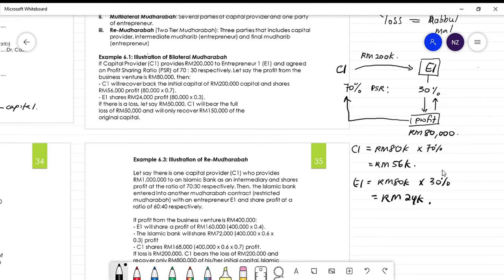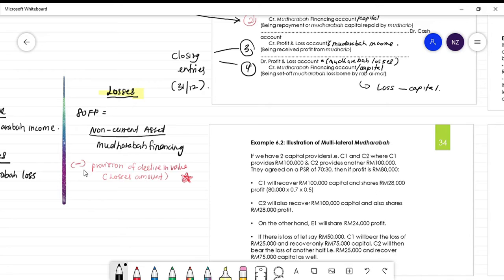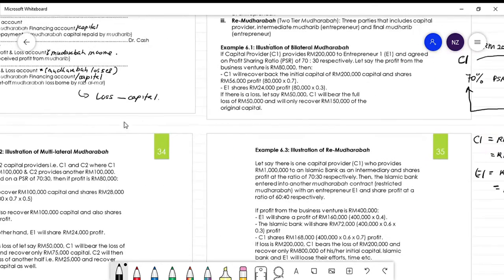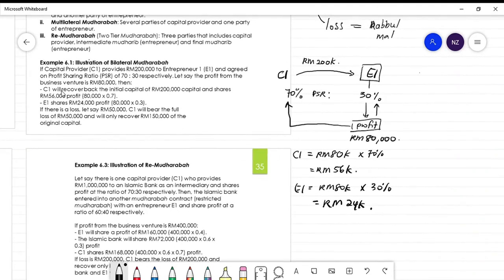Kita dah pergi tengok journal tadi kan, kita dah go through sini tadi. Yang akan tolak kita punya Mudharabah financing punya amount, which is the capital kita tadi, hanyalah apabila kita dapat loss. So sekarang situation untuk example ni, dia tak dapat loss, dia dapat profit. Sebab tu dia cakap C1 will recover back the initial capital of 200,000 capital. Means 200,000 ni tidak akan berkurang lah. So dia akan recover back, itu maksudnya.